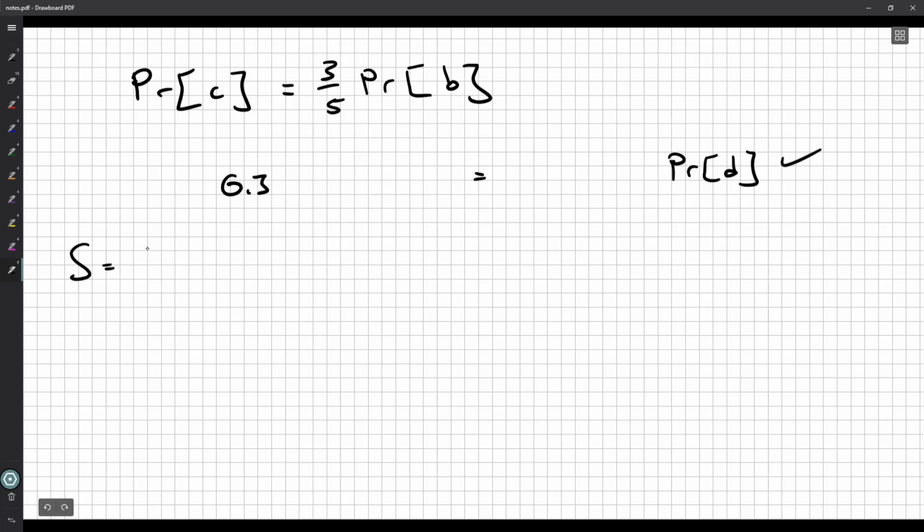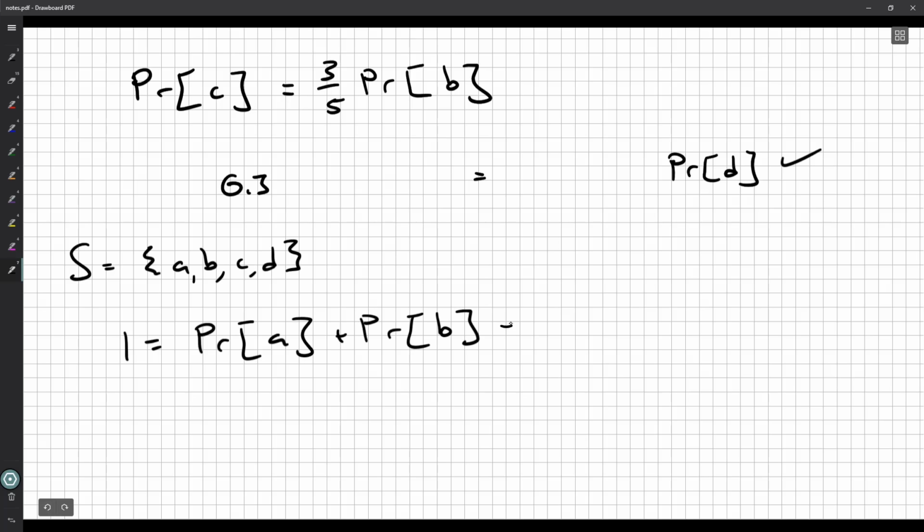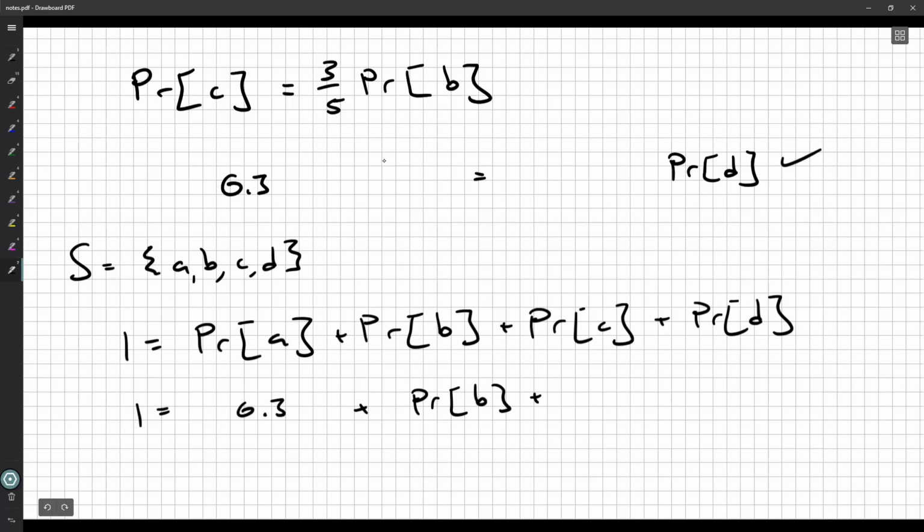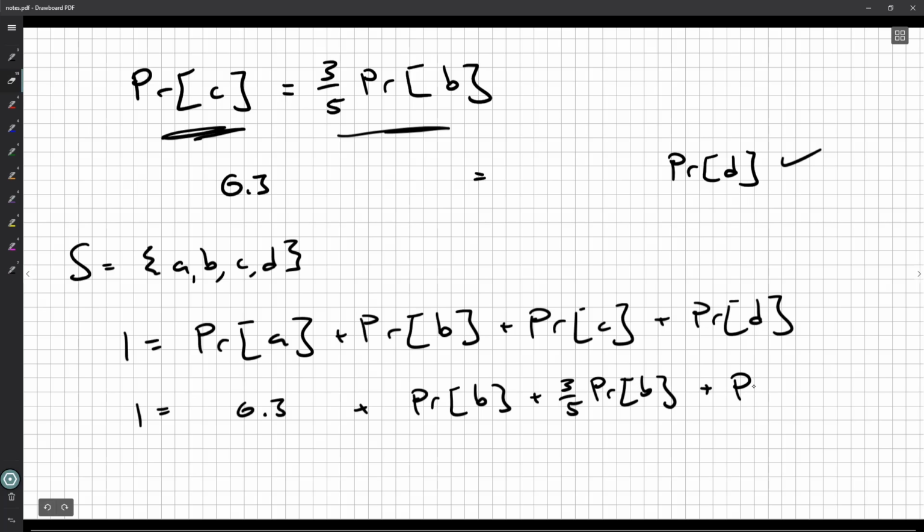And because we know that the whole sample space consists just of A, B, C and D, what do we know about weights? The sum of the weights is always 1, because the probability of the sample space S, which contains exactly the sample points, is always 1. So we've got 0.3 here. I don't know what the probability of B is. I don't know what the probability of C is, but I do know it's 3/5 the probability of B. And I know the probability of D is 0.3 as well.